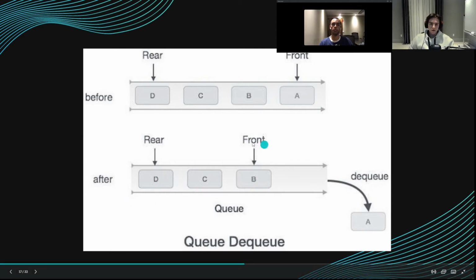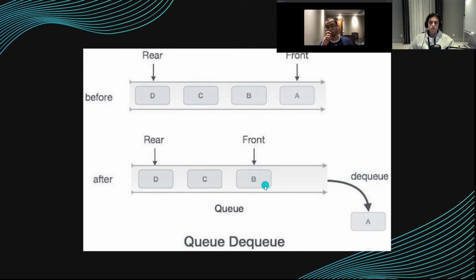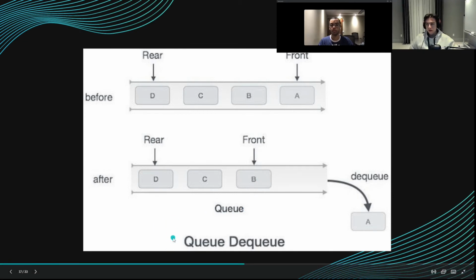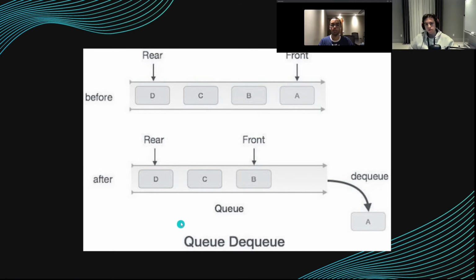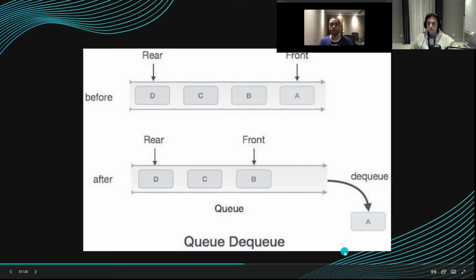Now in queues, usually in an array-based implementation, the front of the queue is actually index 0, and the back of the queue is the highest index of that list.